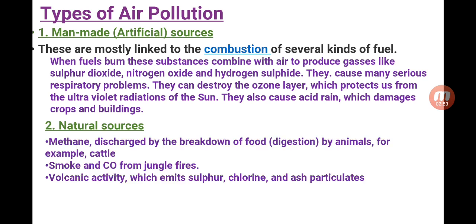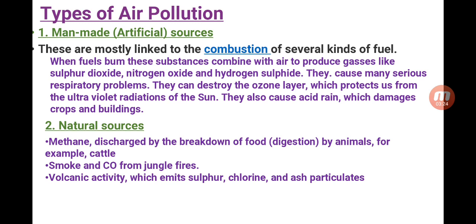Natural sources are methane, discharged by breakdown of food by animals, for example cattle. Yes, many of the cattle feed like hay and grass, after decomposition, produce methane gas which may cause air pollution.